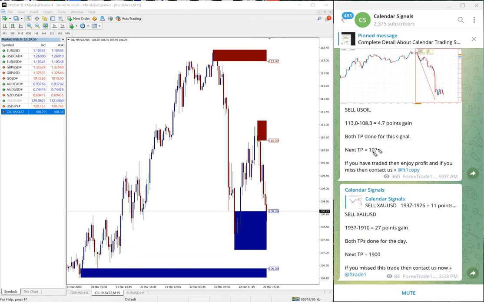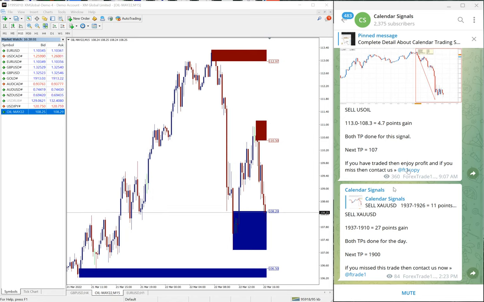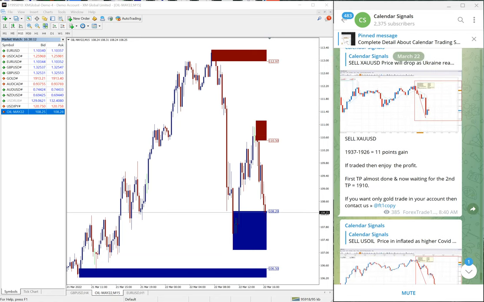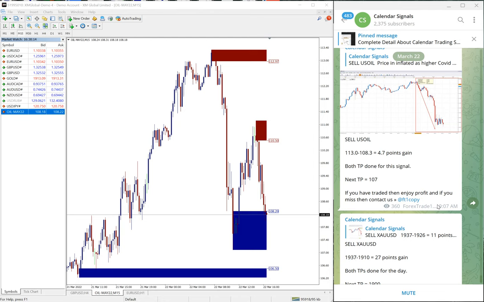The 5.6 points gain on USOIL is huge, and you can see the signal posted time, all as per the GMT timeline: 6:25 a.m. GMT we posted the signal. Subsequent to that we gave the update on this performance at 9:07 a.m. GMT, and right now it's around 2:30 afternoon. At this point it is 5.6 points gain on USOIL.